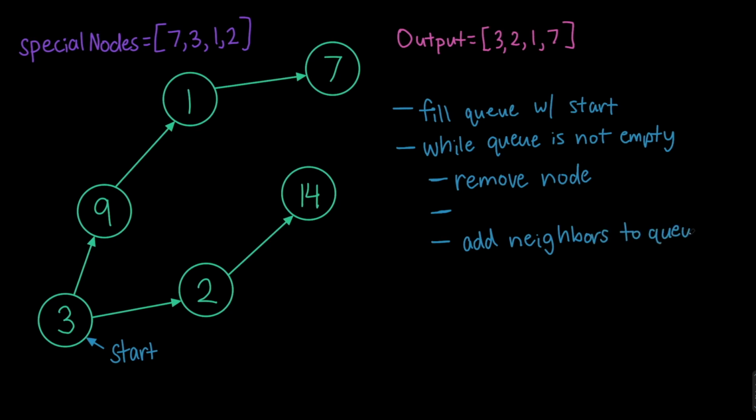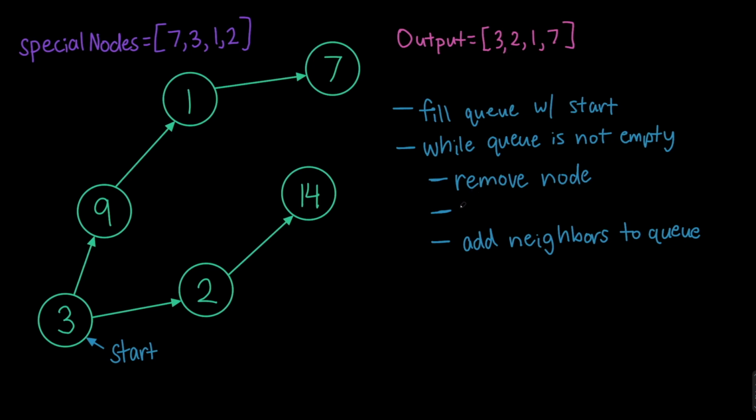So as an example, if we're on the 9 node over here, then the child of the 9 node is the 1 node right here, so you would add that to the queue. So we covered the standard BFS. Now, the important part of this question is, what do we want to do at each node? Well, each node, we want to check if it's a special node. And if it is, we can add it to our output. And if not, we just don't do anything.